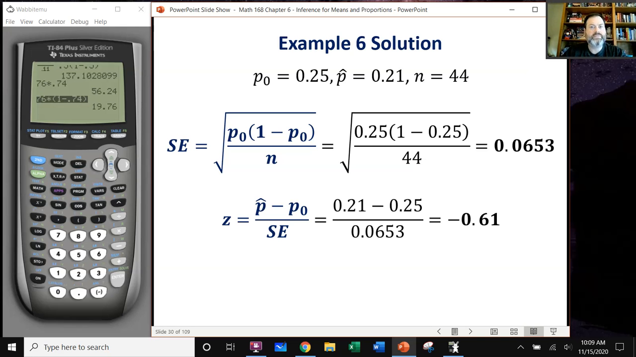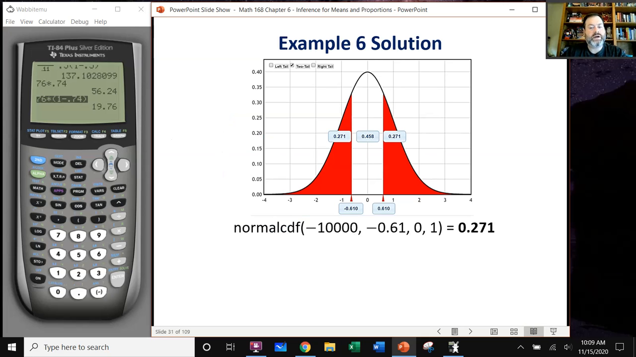And then draw your graph. Negative 0.61 is going to be on the left side of the graph, but fairly close to the center, and you're going to shade to the outside. And then you're going to double it because it's a two-tailed alternative hypothesis. So your left endpoint is way, way down on the left. Your right endpoint is negative 0.61. You should get 0.271. And if you use StatKey to check your answer, you'll see what it looks like. You should be drawing these by hand, though.